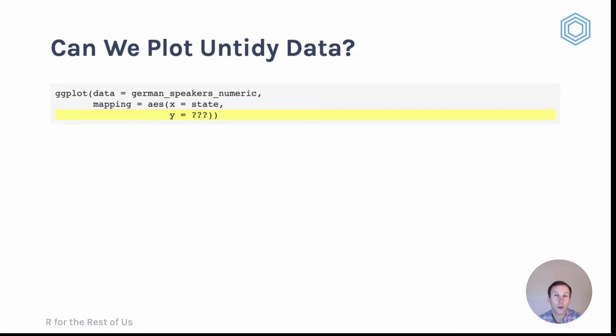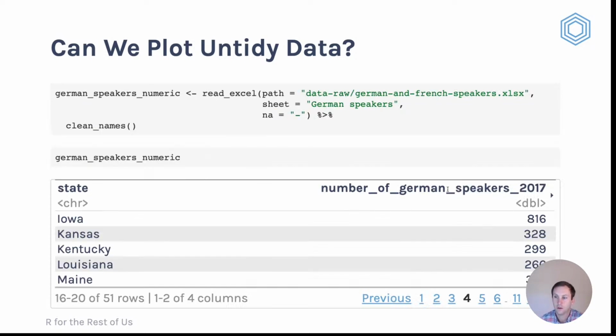So let's think about what it would look like if we wanted to plot this and we have untidy data, right? So I can do ggplot, I just list what my data is, my mapping of aesthetics. So say I want to put on the x-axis, I want to put the state. What would I put on my y-axis, right? Would it be this first variable?